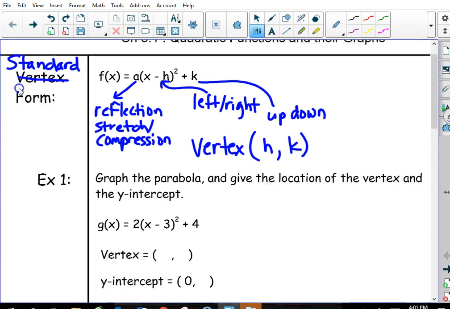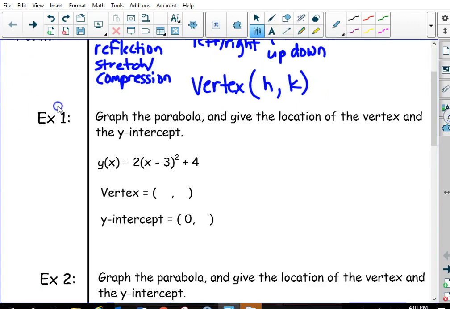Now let's look at our first example. So we have a quadratic. It's very easy to tell where our vertex is. It's going to be at 3 and 4. Our y-intercept we're going to calculate just by plugging in a 0 for x. And we get 3 squared, that's 9. Multiply it by 2, that's 18. 18 plus 4 is 22. So that's our y-intercept. Now let's go graph this thing.